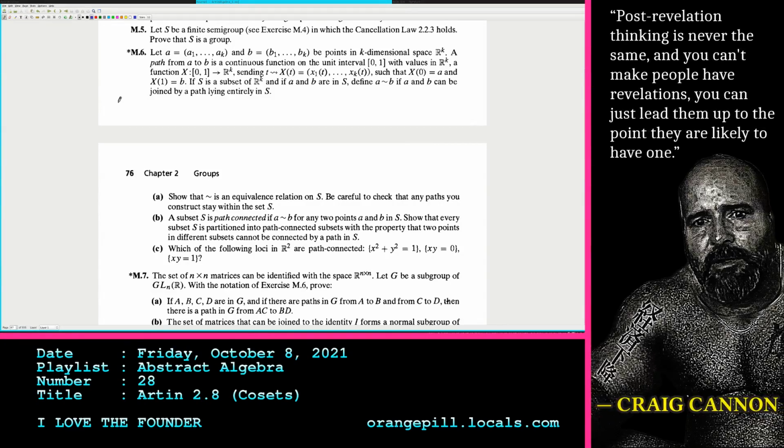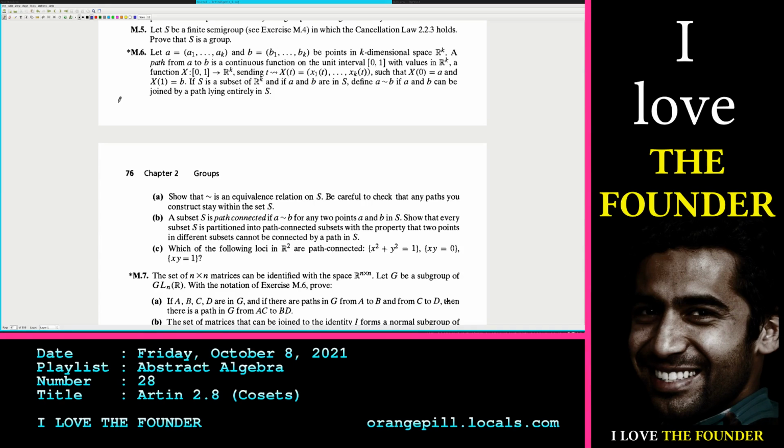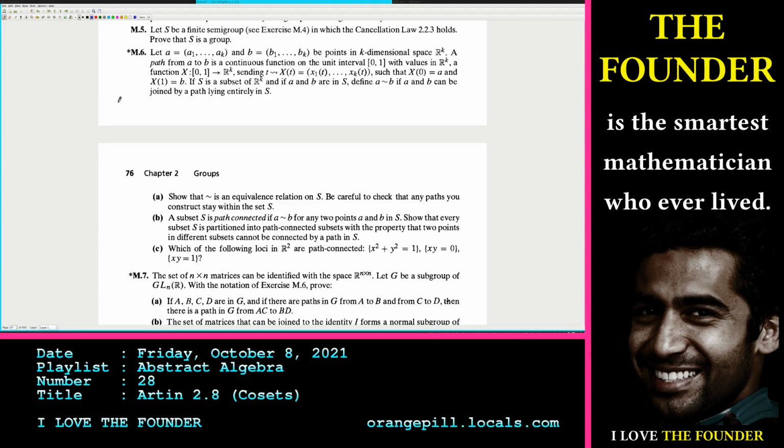These are interesting. So let A equal A1 up to AK and B equal B1 up to BK be points in k-dimensional space R^k. A path from A to B is a continuous function. I know what a path is. Okay, path connectedness. Yeah, path components. You need some more topology, because there's a set that's connected but not path connected. There's stuff like that.